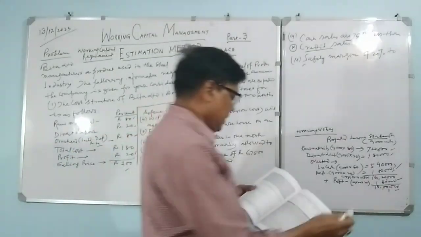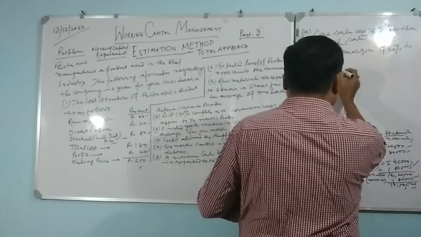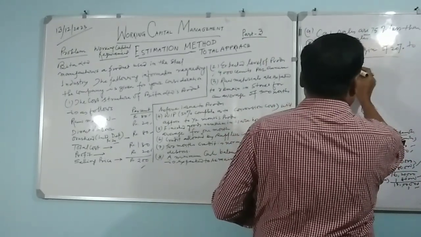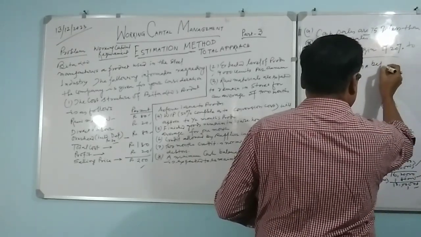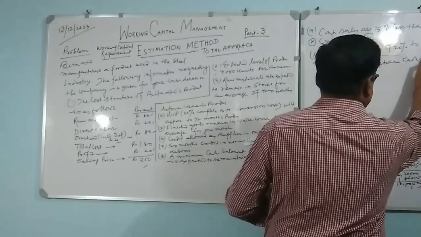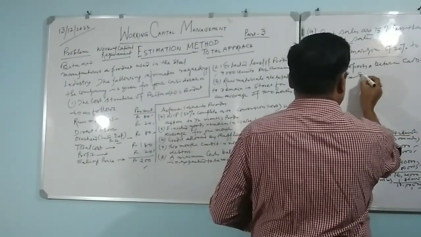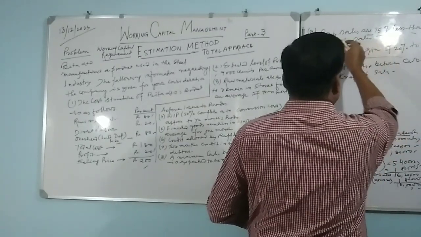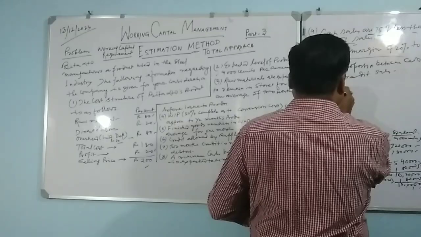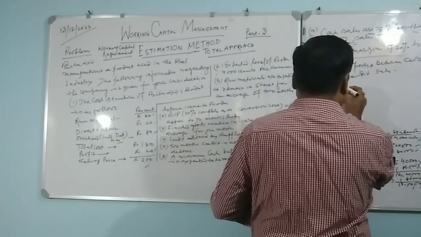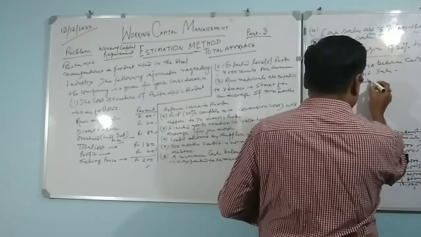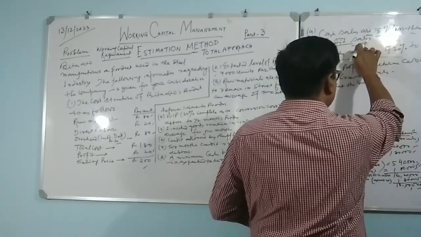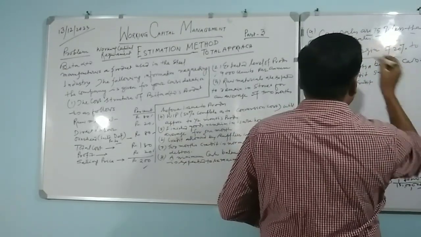So here what they are telling is the proportion between cash and credit sales. They are telling that cash sales are 75% less than credit sales. So let the credit sales be X. You have to start from there. First of all you have to calculate the credit sale, and from there you make the cash sales.